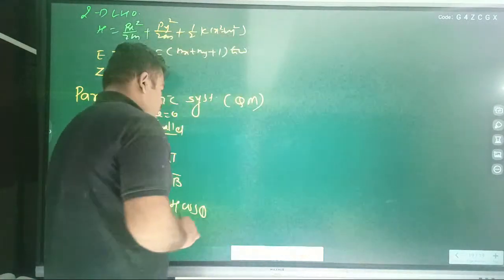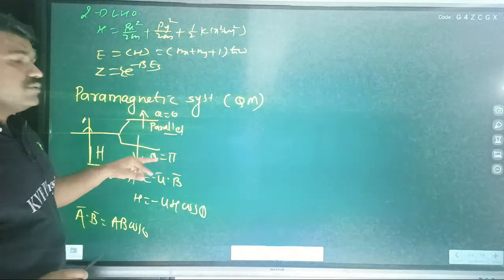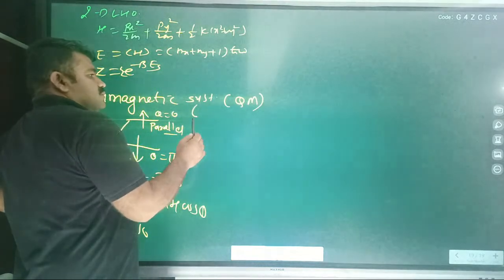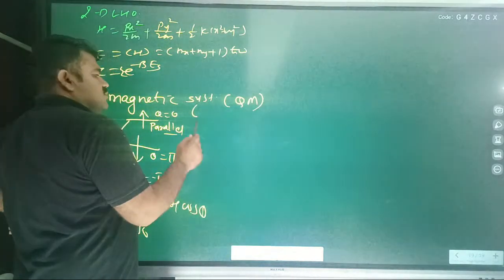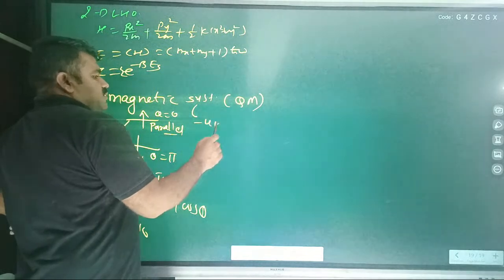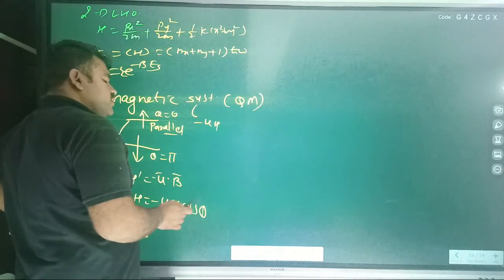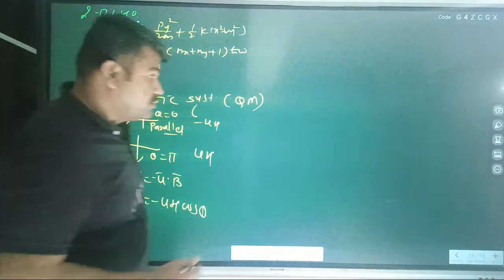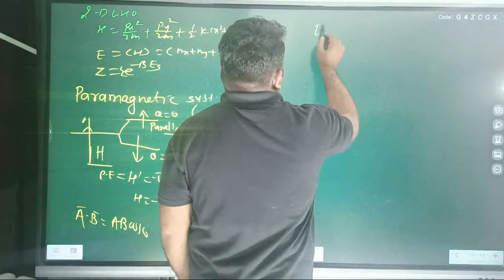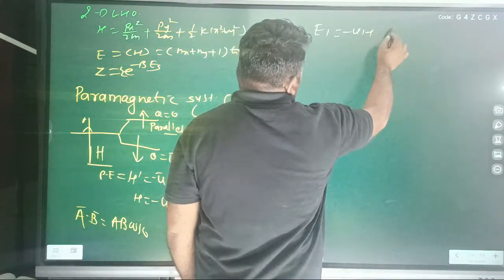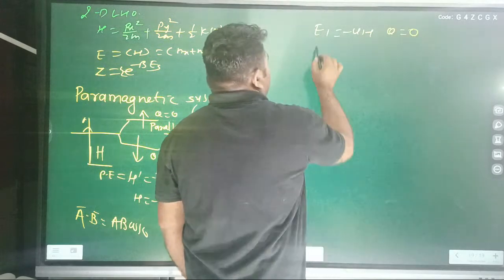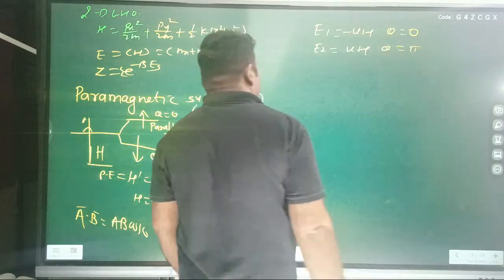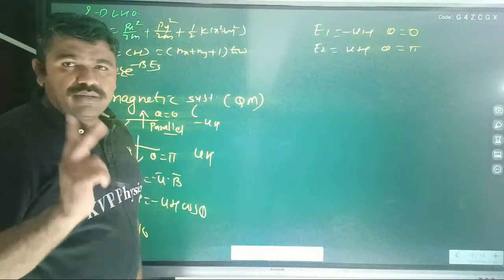Which two energies? When theta is equal to 0 and when theta is equal to pi. Where theta is equal to 0, we get minus mu H. Theta is equal to pi, meaning 180, cos theta is minus 1, so minus into minus gives plus. What is the energy? E1 is equal to minus mu H, theta is equal to 0. And E2 is equal to plus mu H, theta is equal to pi. Here we are getting two energy levels.